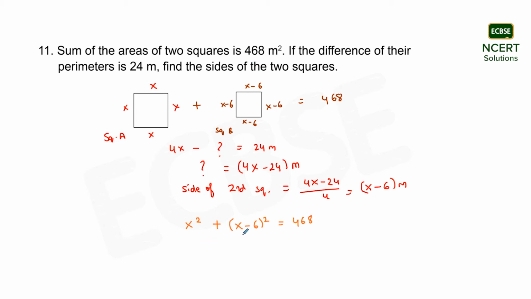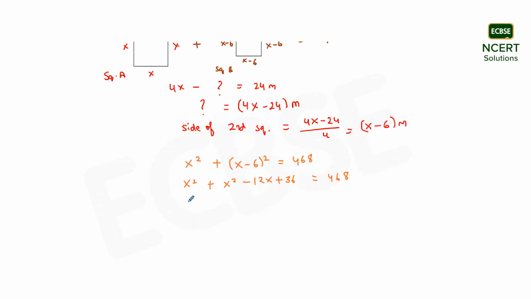Now applying the identity, (a minus b) whole square is equal to a square plus b square minus 2ab. So here it will be x square plus x square minus 12x plus 36, equal to 468. On simplifying, I get 2x square minus 12x minus 432 equals 0. I can take 2 common from all three terms, so I am left with x square minus 6x minus 216 equals 0.